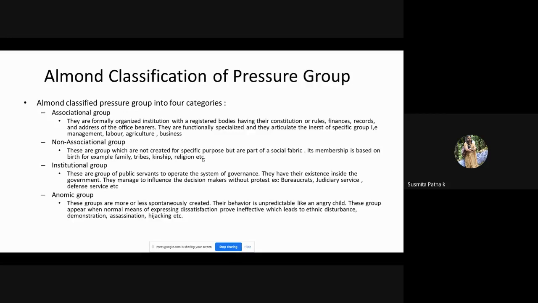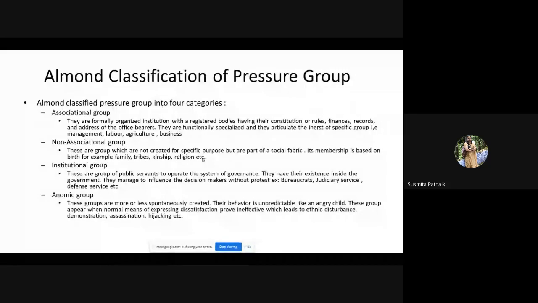These may be, for example, the association of church, the members of the association of the church. Sometimes some religious groups want to put pressure upon the government that their interest was not fulfilled. So these types of groups, which one do they come under? They are called the non-associational group.